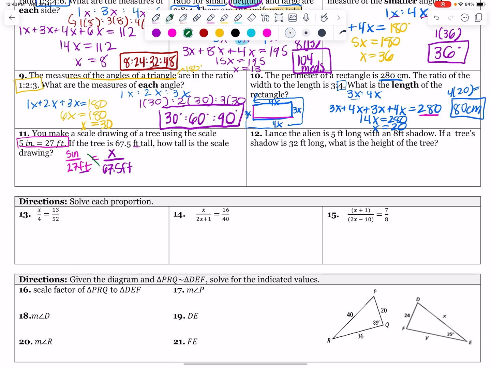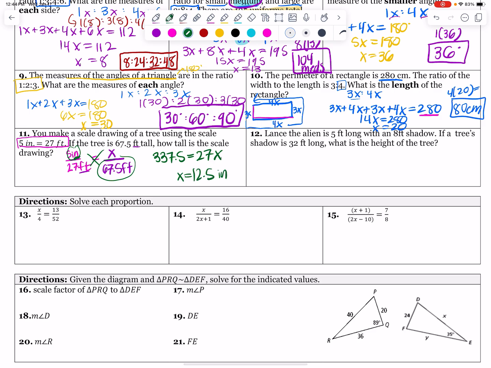So now we're just going to cross multiply. And so you're going to type in 5 times 67.5. And you are going to get 337.5. Whenever you do that, you multiply those together. And that is going to be equal to 27x. And so you divide by 27 on both sides. And so that would be 12.5. What are my units?